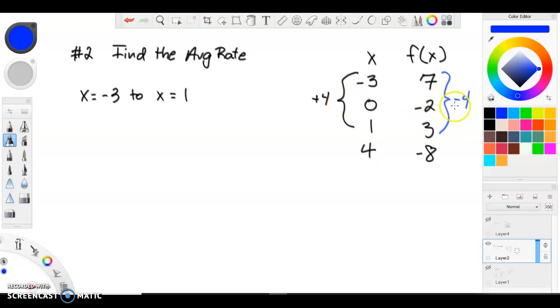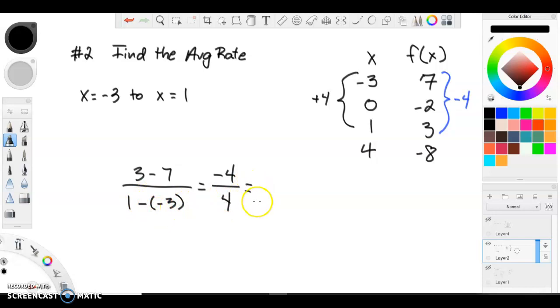Okay, this is one way you might want to look at your table. If we're going to set up our fraction, I would find that probably this way. I would say y's, those are these guys. Well, we ended on 3, we started on 7, so 3 minus 7. And then over here for our x's, we ended on 1 and we started on negative 3, so 1 minus negative 3. 3 minus 7 is negative 4, and 1 plus 3 is positive 4, so we have an average rate of change of, these guys cancel, negative 1.